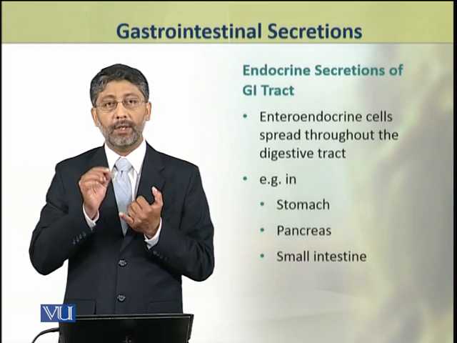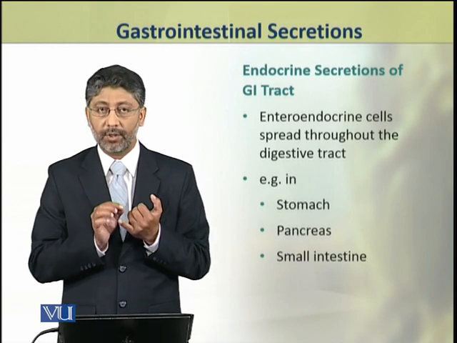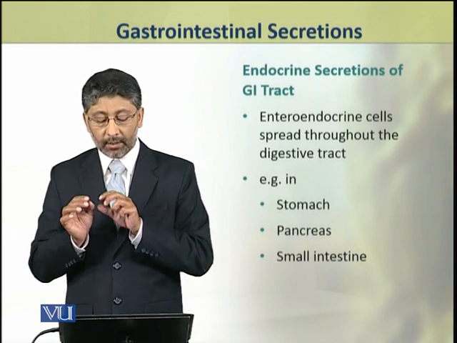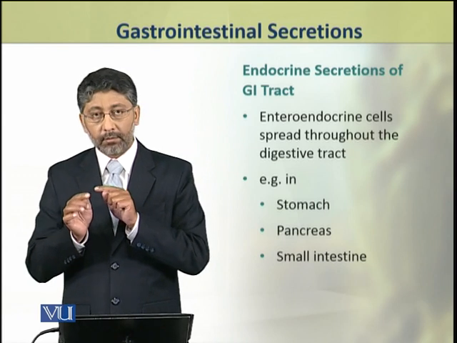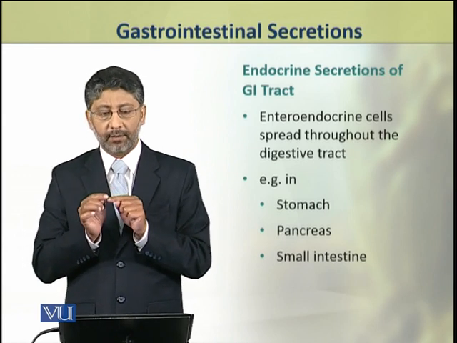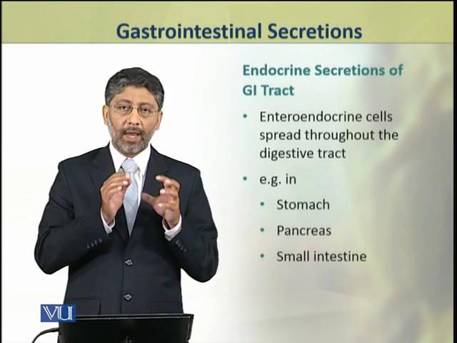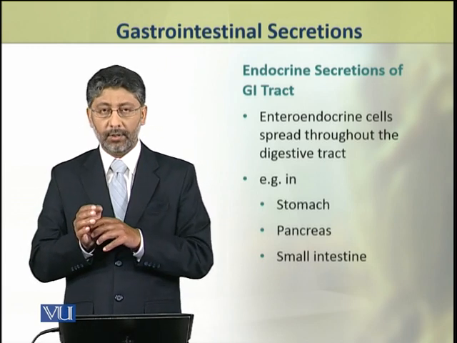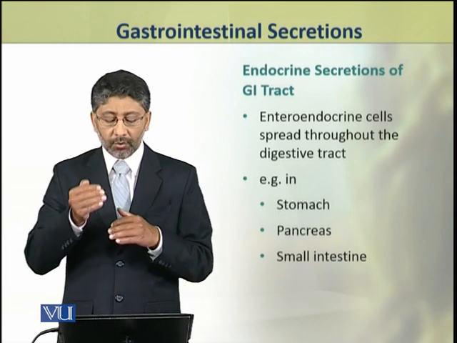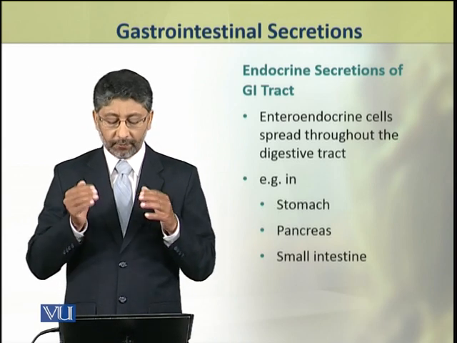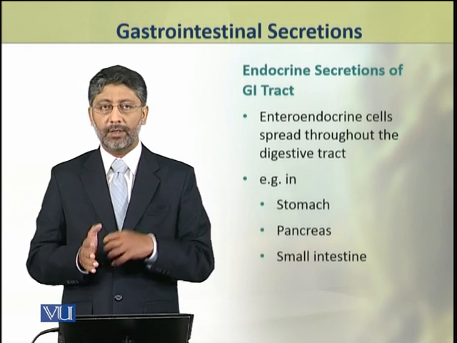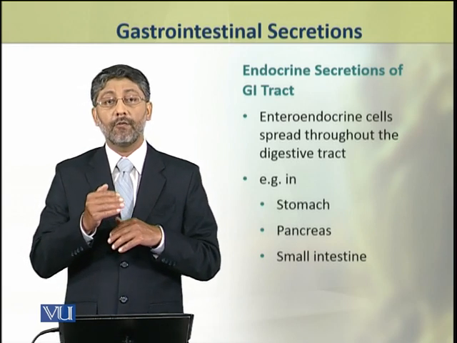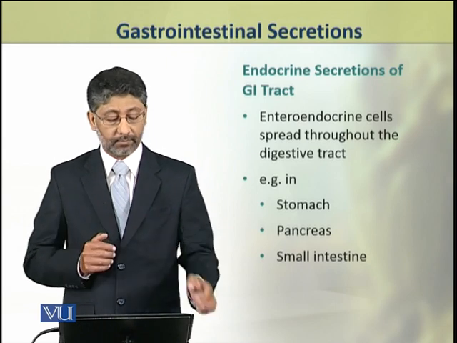First, we shall discuss the endocrine secretions of gastrointestinal tract. The gastrointestinal tract has many enteroendocrine cells which are spread throughout the digestive tract, for example, in the stomach, in the pancreas, and in the small intestine, which produce various hormones.